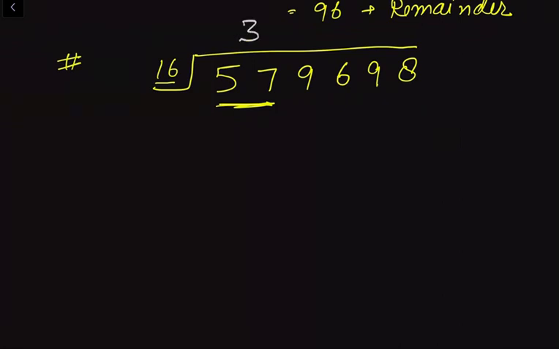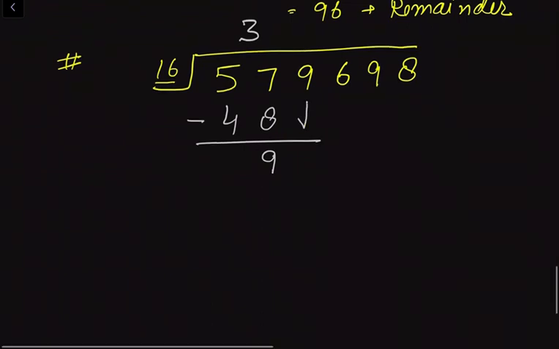16 3 ja 48. Put minus here, 9. 17 minus 8 is equal to 9. Take this 9 here, 99. And now read the table of 16 to divide 99.